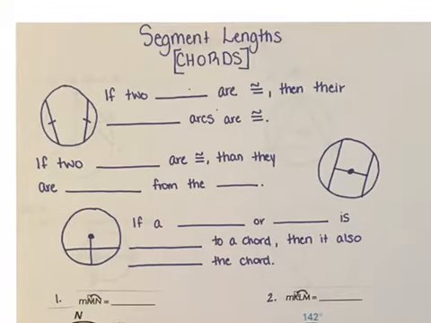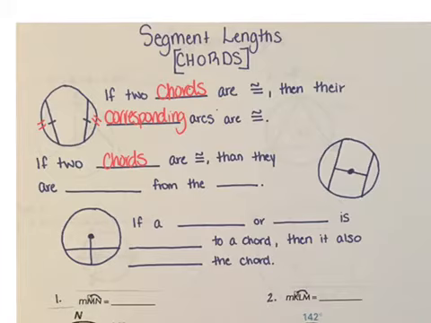In this unit we're going to talk about segment lengths. The first ones we're going to check out are those dealing with chords. If two chords are congruent, then their corresponding arcs are also congruent. So in this example, we have two chords that are congruent, so their corresponding arcs are also congruent.